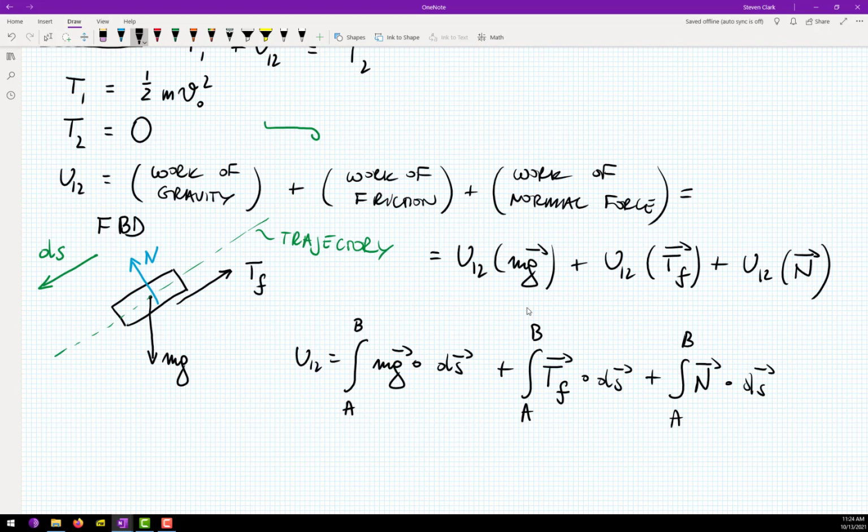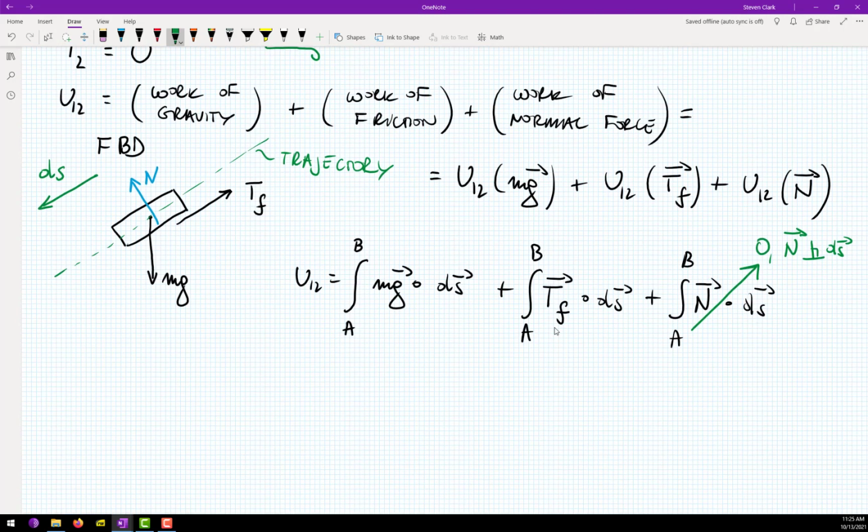Or whoever wants to say it. Anybody? Madeline? Yes. And why? Exactly. This is 0 because n is perpendicular to ds. So we can include it, we don't have to include it. Whatever.